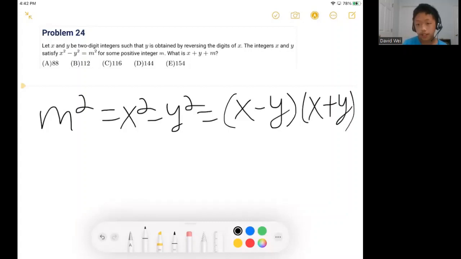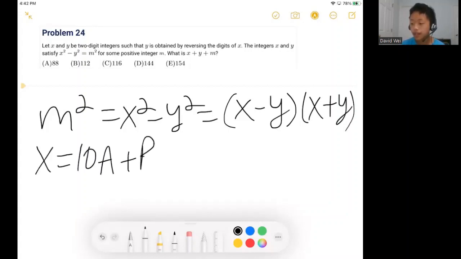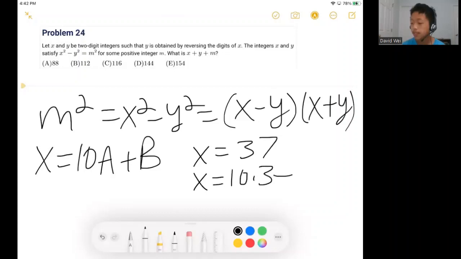In this case, we're given that y is obtained by reversing the digits of x. This is a very common condition. And the idea is, instead of writing x and y, I can say, for example, x is equal to 10A plus B, where A and B are digits. This is a very common strategy. For example, if x is 37, then I can write x as 10 times 3 plus 7. So in this case, our A is 3 and our B is 7.